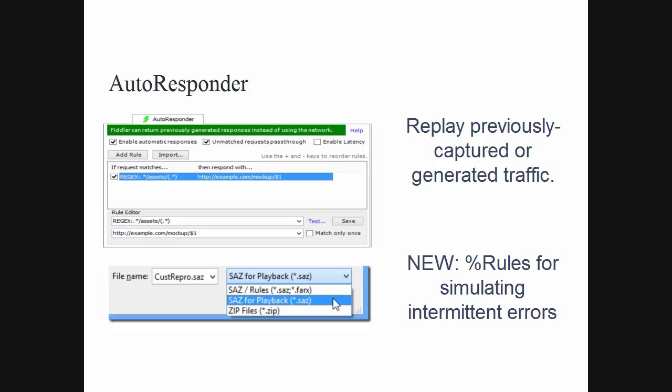Fiddler has a SAZ for playback mode in the dropdown. So when you click the import button, you can choose SAZ for playback. When you do SAZ for playback, it's going to do a couple of modifications to make a customer's submitted SAZ file playback better, like it'll remove all the authentication demands and so forth, because obviously your computer is going to have different credentials than the user's computer. But the SAZ for playback mode is a useful way of doing that.